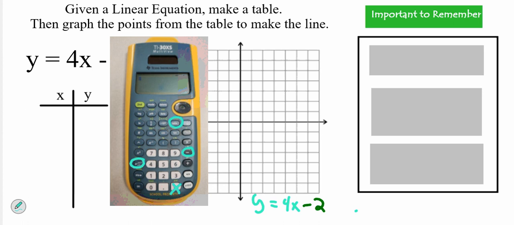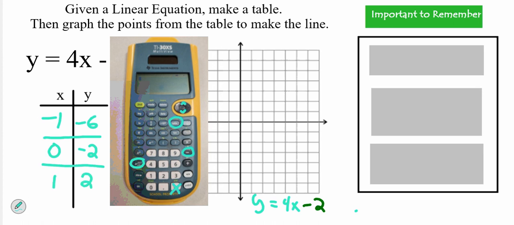And so you should be getting a table. And you can use these scroll buttons. This one's going to be your scroll button to go up, and this one's the scroll button to go down. And so let's just scroll, and let's just write -1, 0, and 1. So when x is equal to -1, y is equal to -6. When x is equal to 0, y is equal to -2. And when x is equal to 1, y is equal to 2.